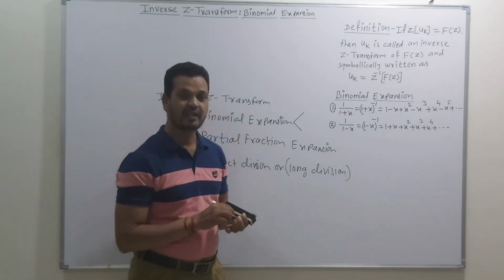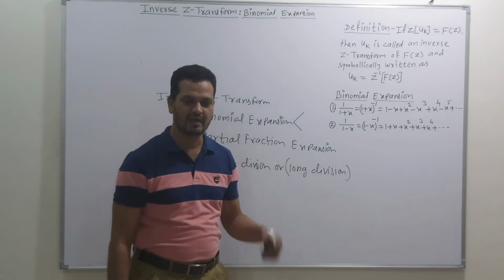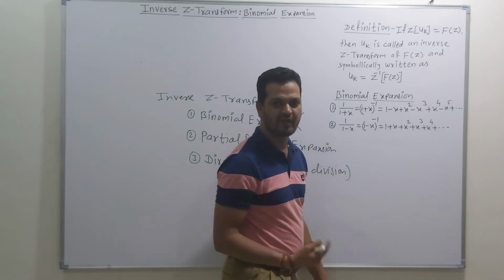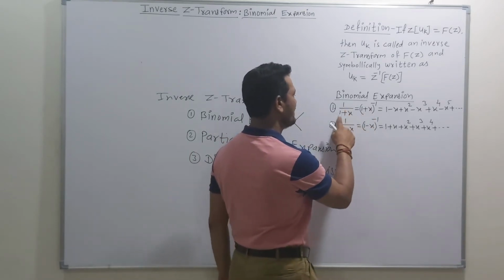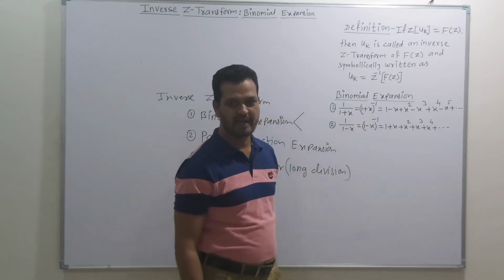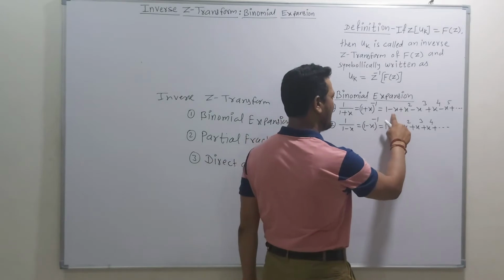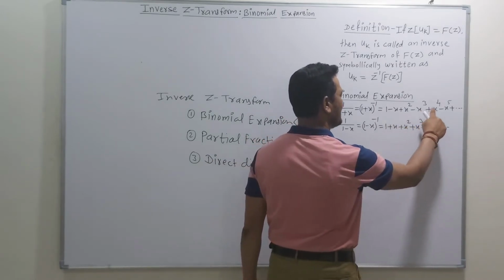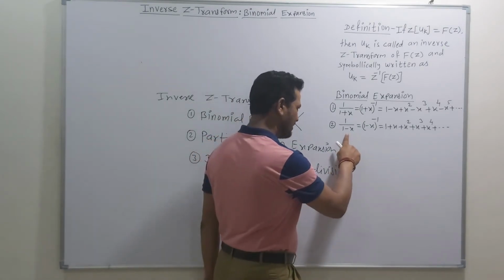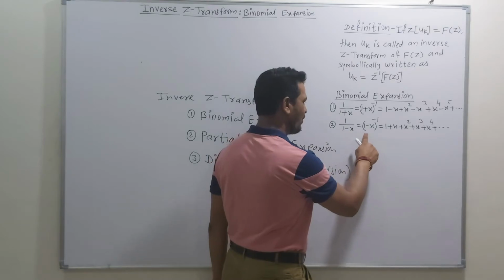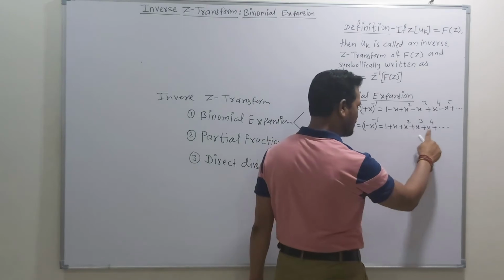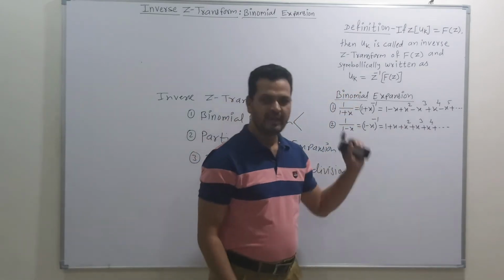We know the meaning of expansion of a function from our previous semester. According to this concept, we know the binomial expansion of 1 upon 1 plus x, which is also written as 1 plus x raised to minus 1, which is 1 minus x plus x square minus x cube plus x raised to 4 minus x raised to 5, and so on. We also know the expansion of 1 upon 1 minus x, which is 1 minus x raised to minus 1, which is also written as 1 plus x plus x square plus x cube plus x raised to 4, and so on up to infinity.